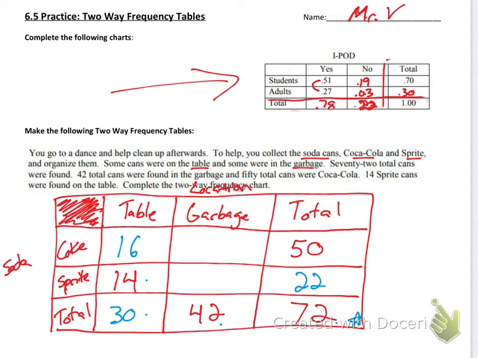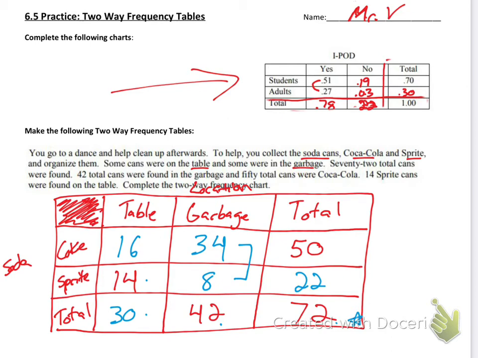From here, I know there's 50 total Coke cans, so 50 minus 16 is 34. And then the same thing with the Sprite, so 22 minus 14 is going to be 8. You can check that by doing 34 plus 8. Does that equal 42? Yes, you're good to go. And then 16 plus 14 is 30.